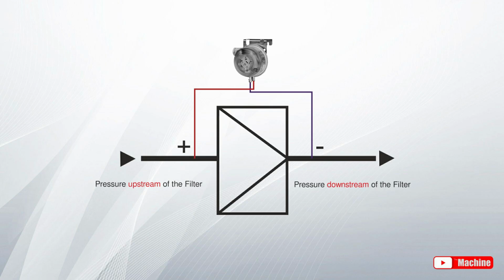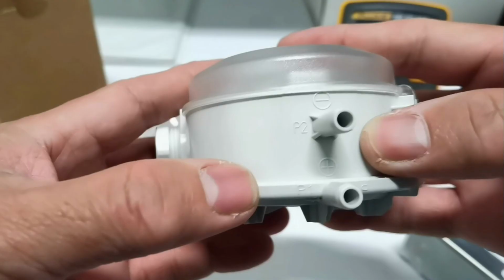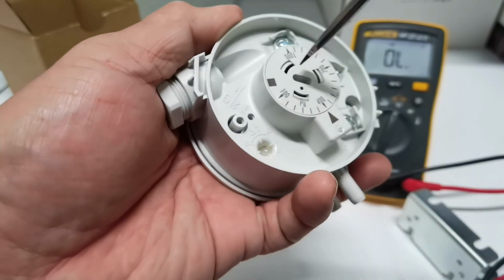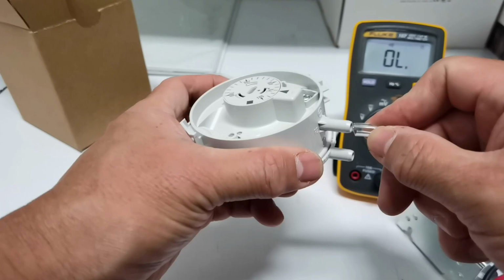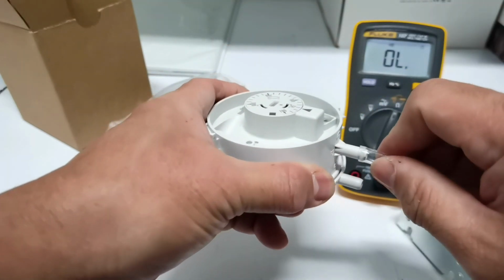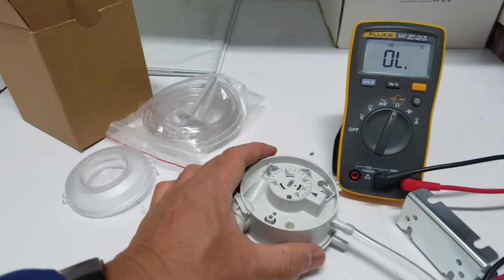Positive and negative pressure connections are available for differential pressure switches. The filter's upstream pressure should be linked to the positive port, and the negative port should be connected to the downstream pressure of the filter. Let's find out the differences between these two connecting ports. First, I will set the pressure set point to 200 Pascal. Then let's connect an air plastic tube to the negative port and apply negative air pressure.